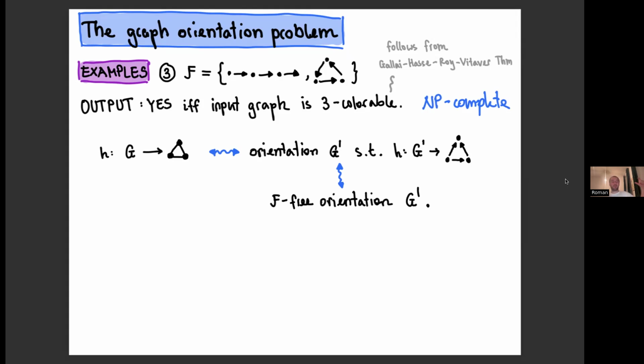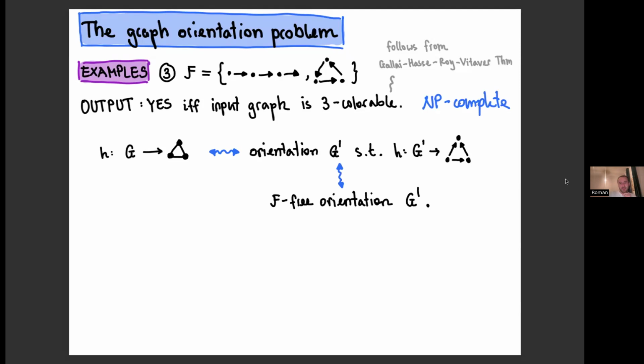So if we have an edge in the graph G, and this is mapped to an increasing edge in the acyclic orientation of the triangle, we orient it in an increasing way. And if it's mapped to an edge that's decreasing, we orient it in a decreasing way. And if we have a homomorphism, on the other hand, of those oriented graphs, we just symmetrize all the edges to get again a graph homomorphism from G into the triangle. So this is basically the same.